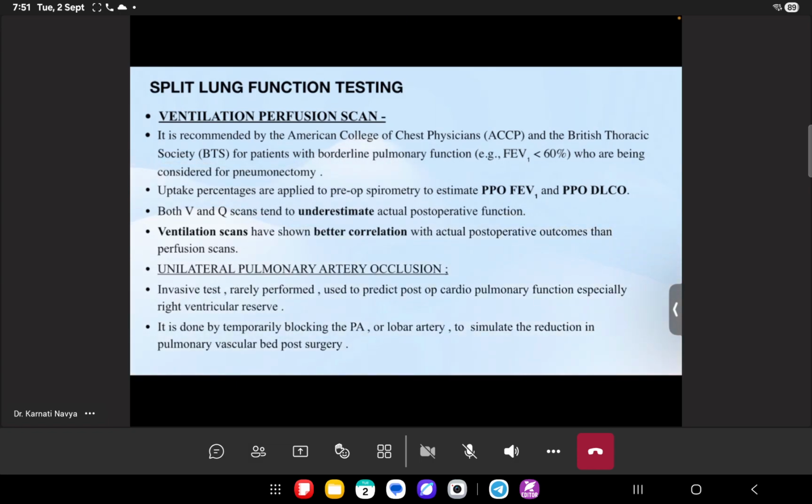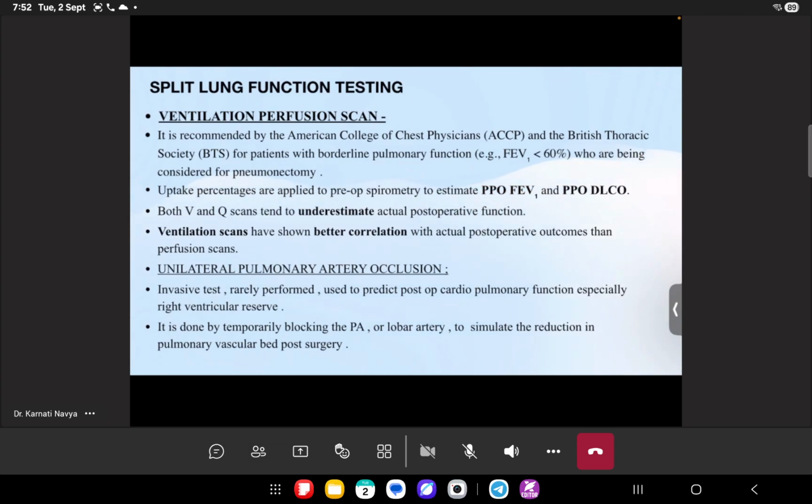Split lung function testing, which is the ventilation perfusion scan, is recommended by the American College of Chest Physicians and the British Thoracic Society for patients with borderline pulmonary function, which is less than 60%, who are being considered for pneumonectomy. Uptake percentages are applied to pre-op spirometry to estimate the post-op predicted values. Both the ventilation and perfusion scans tend to underestimate the actual post-operative function. The ventilation scans usually show better correlation with actual post-operative outcomes than the perfusion scans.